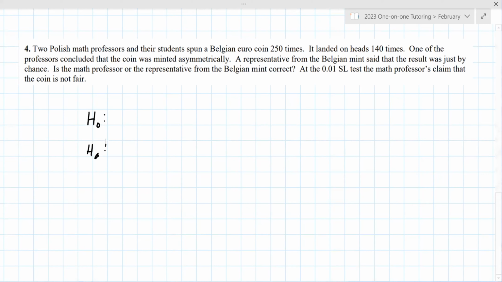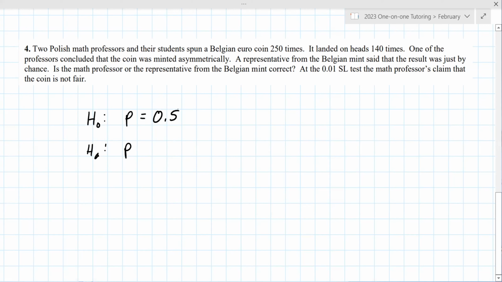Claim that the claim is not fair. So for H0, would it be p equals 0.56? 0.5. It's 0.5.